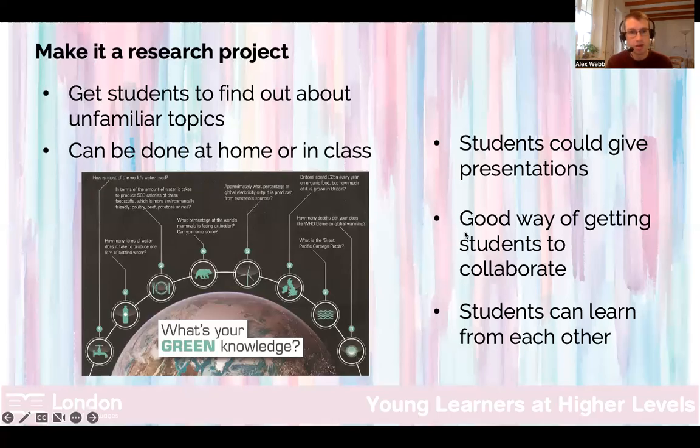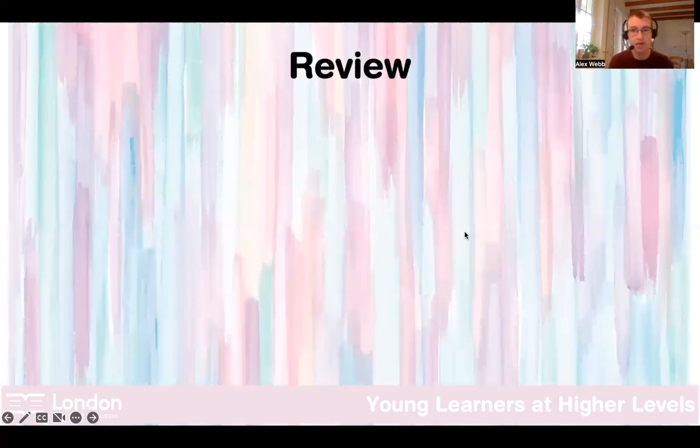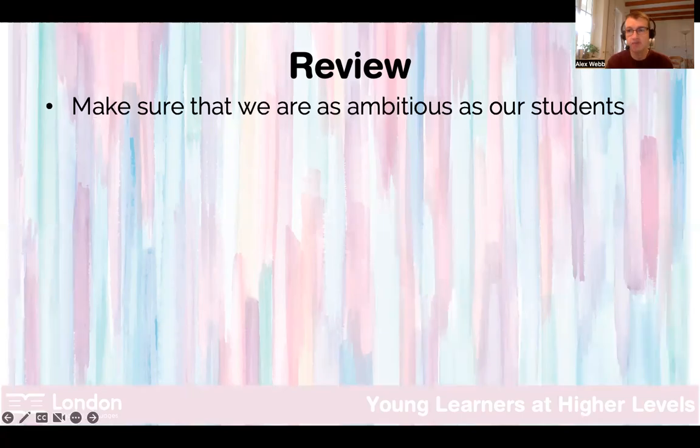So just to review the things that I've talked about in this session today. First of all, it's very, very important for us to make sure that we are as ambitious as our students. Our students want to do well, so it's important that we push them to make sure that they can do well. We should be ambitious for them. We shouldn't be holding back students just because of their age, or because we're worried that they are much younger than their classmates. If they're ready to go to a B2 class or a C1 class, we should put them in that class, and then we should make the class challenging for them, pushing them as much as possible.